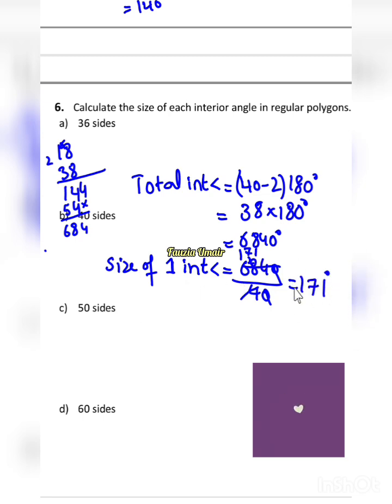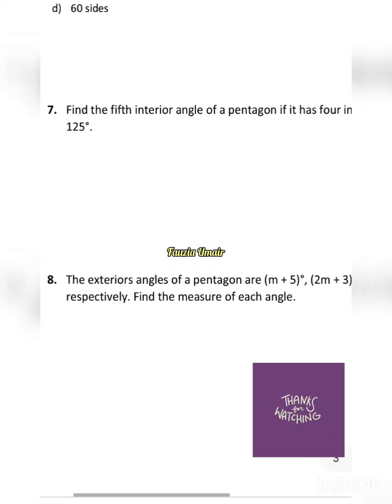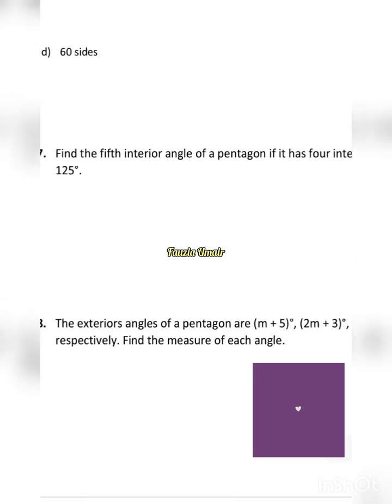171 degrees is the interior angle of each angle if there are 40 sides. That is very close to 180. So you can do the next questions on your own. The same 2 steps you need to follow. Moving on to the second last question. This is now a different type of question.